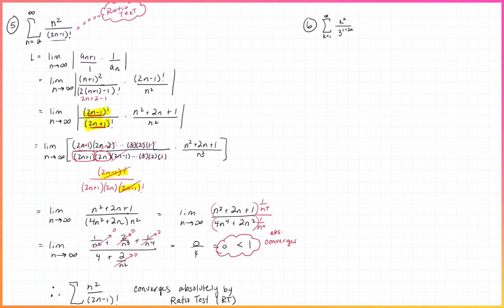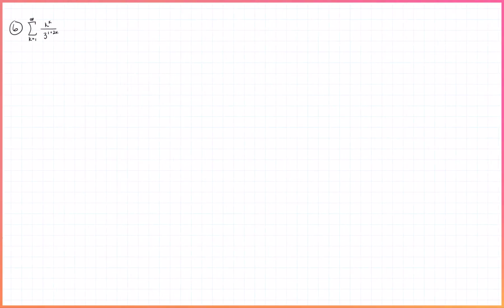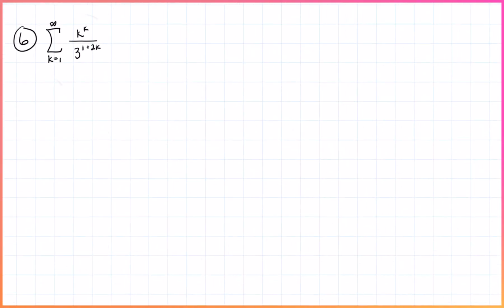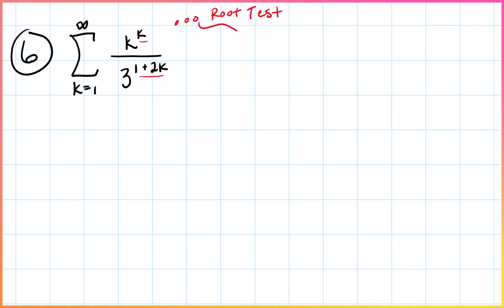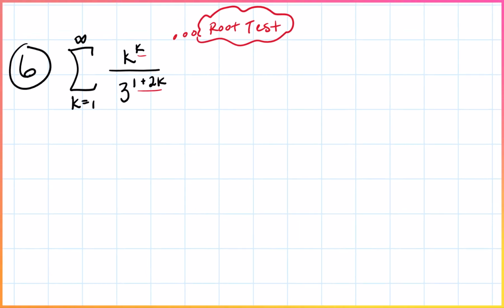All right, let's take a look at another one. All right, let's look at this guy. I got it zoomed way out there. Let's get in there. So we've got k and 3 both being raised to powers that have k in them. So I think, on this one, I'm thinking of root test. We might want to try ratio test too, but I see the root test is maybe a good possibility here, and it's good to try something different.